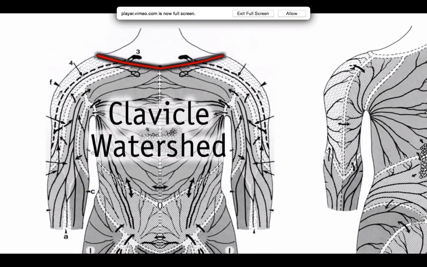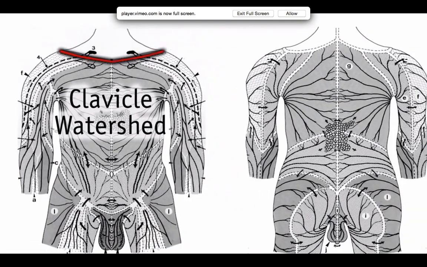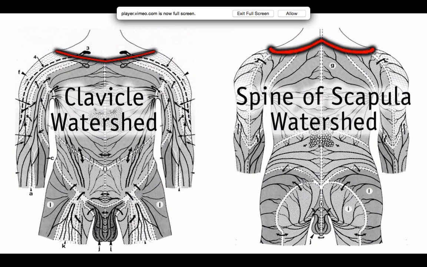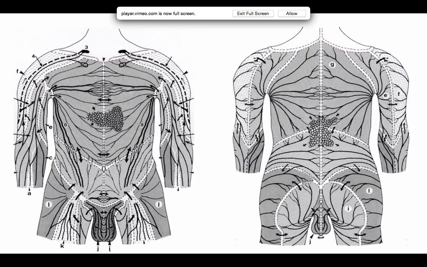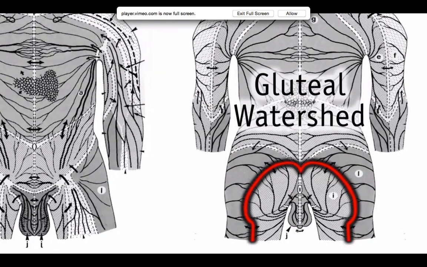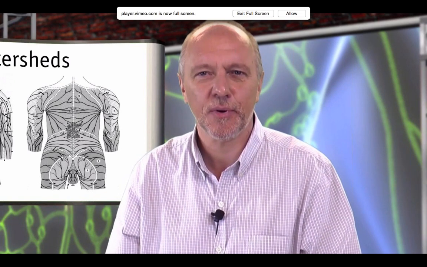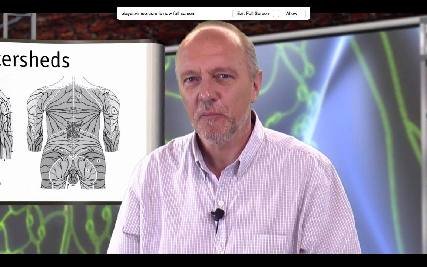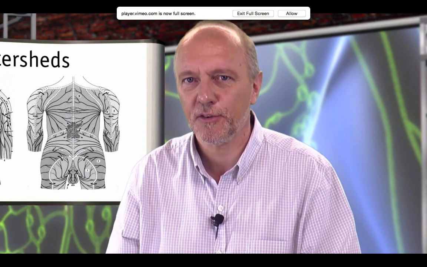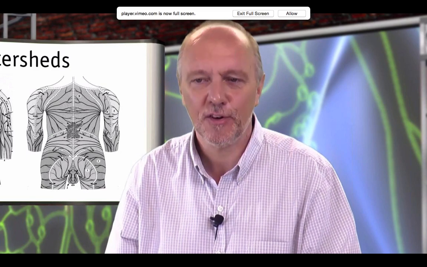In the back, we have an equivalent to the clavicle watershed, but we call it spine of the scapular watershed. So the spine of the scapular watershed separates the upper trunk quadrants in the back to the neck region. And while we are at the back, we also want to mention the gluteal watershed. Of all the five watersheds that I just mentioned, the gluteal watershed, to me personally, is the least important one. But what it does, it separates the direction of lymph collectors in respect to the inguinal lymph nodes.